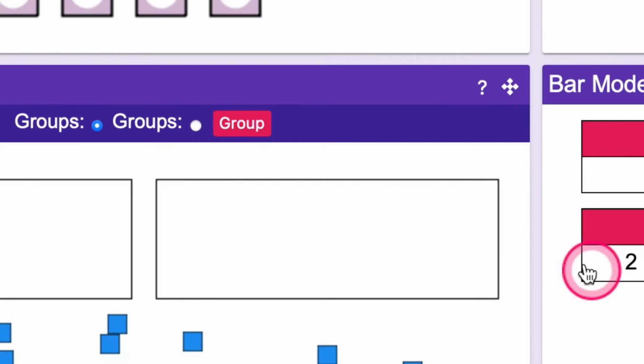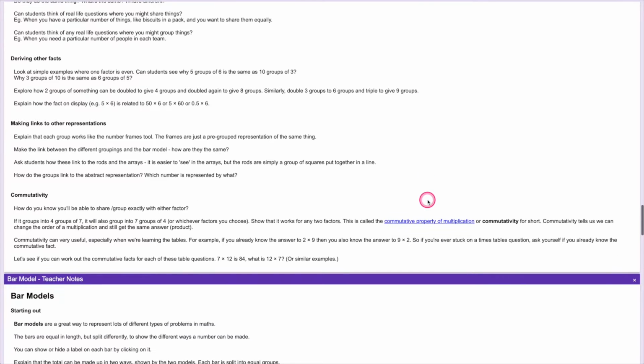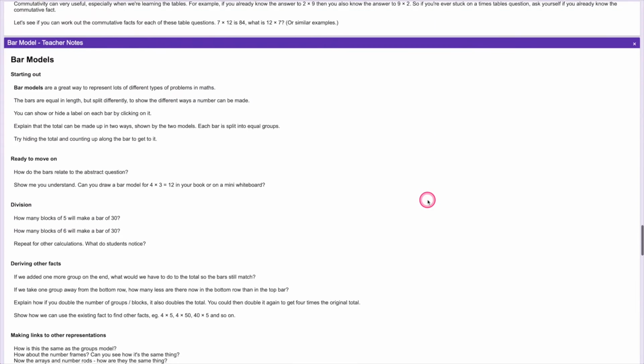By clicking the question mark on the top right of any of the tools, you'll be taken to a guide that explains how it can be used, as well as possible questions and links to other representations.